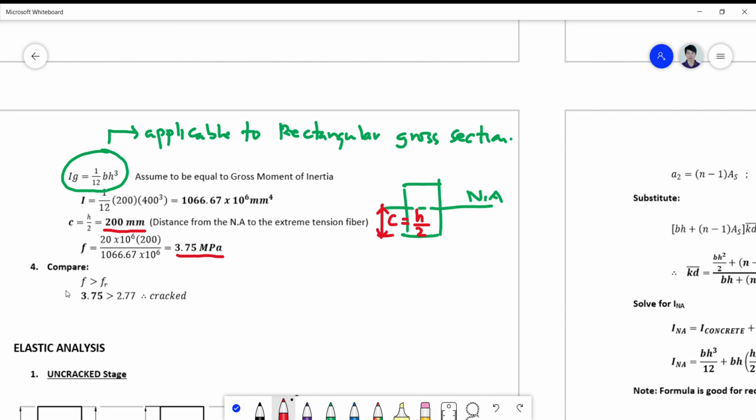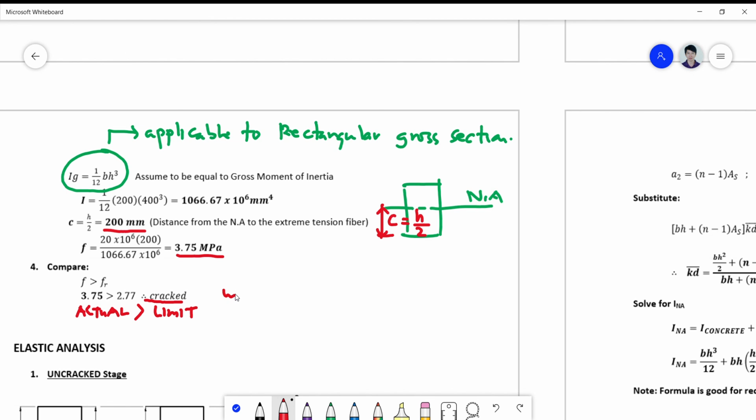Okay, so we compare the two. Ft or F is compared to Fr, or the modulus of rupture, or the cracking stress. And we note that F is greater than Fr. Therefore, if the actual stress exceeds the limit stress, or the cracking stress, which is the limit that the concrete material can only withstand, we now conclude that the section is cracked. If it so happens that this is less than that, then the section is not cracked.